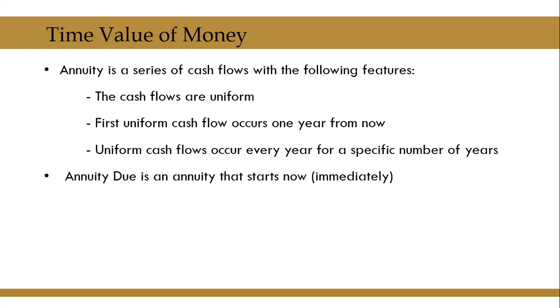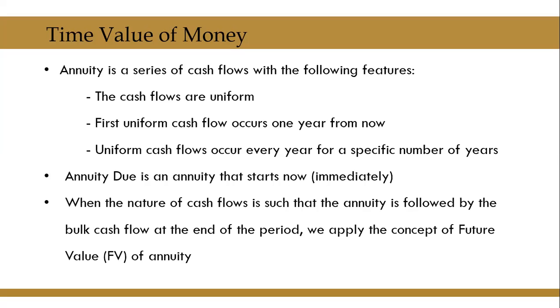Whereas an annuity due, which is also known as immediate annuity, is an annuity that starts now. So the only difference between an annuity and annuity due is in an annuity, the uniform cash flows start one period from now, whereas in annuity due, the cash flow starts from today.